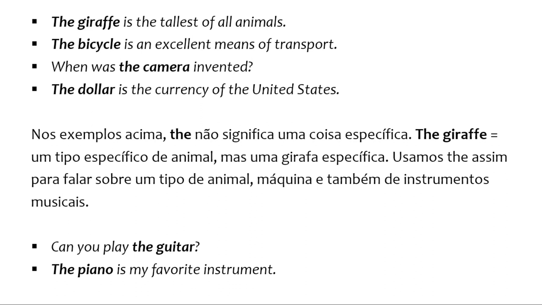Nos exemplos acima, the não significa uma coisa específica. The giraffe é um tipo específico de animal, mais do que uma girafa específica. Usamos the assim para falar sobre um tipo de animal, máquina e também de instrumentos musicais. Can you play the guitar? Você sabe tocar violão? Então, é um tipo específico de instrumento musical. The piano is my favorite instrument. Piano é o meu instrumento favorito, por isso que eu tenho que usar the com animal, máquina e instrumento musical.